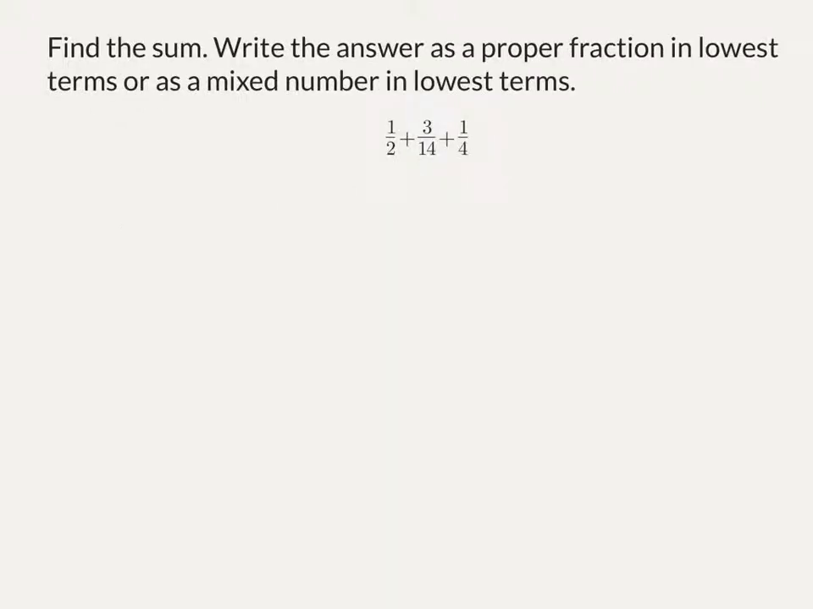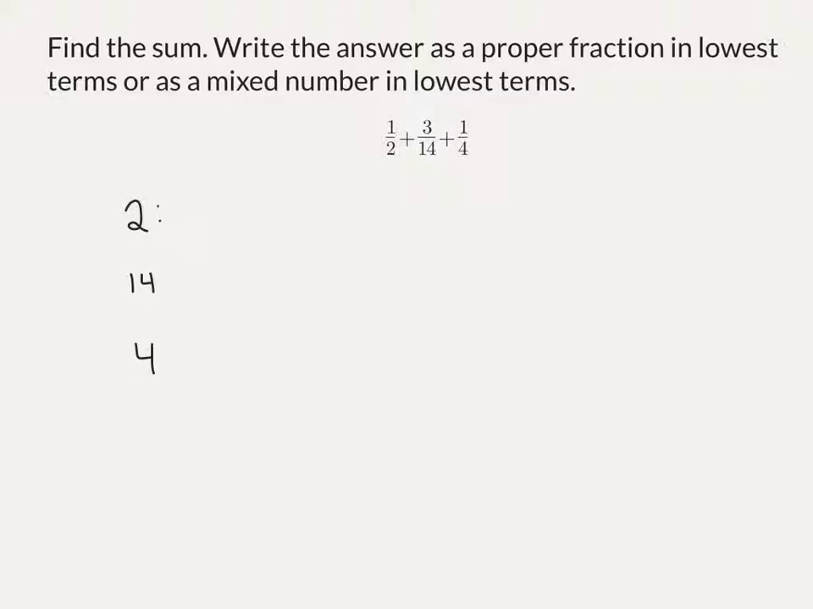Find the sum. Write the answer as a proper fraction in lowest terms or as a mixed number in lowest terms. Here I have 1/2 plus 3/14 plus 1/4. In order to add these fractions together, I need to have the same denominator. So I'm going to have to find the LCD. I'll write down my denominators, which are 2, 14, and 4. Next, I want to write the prime factors of each denominator.